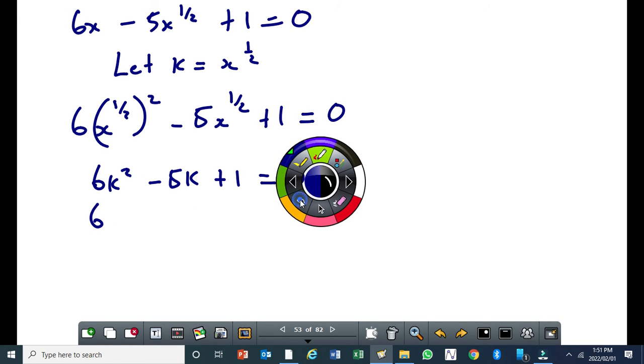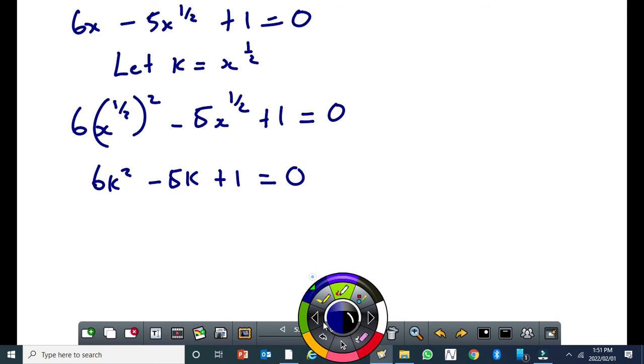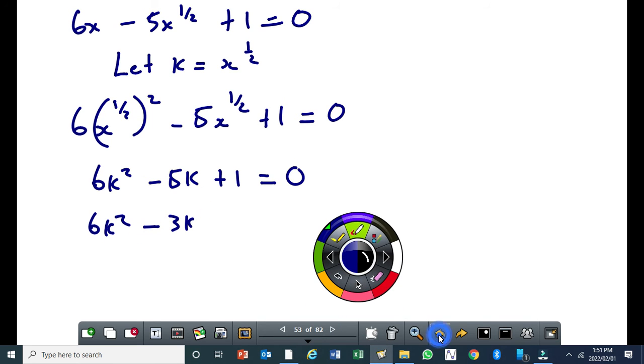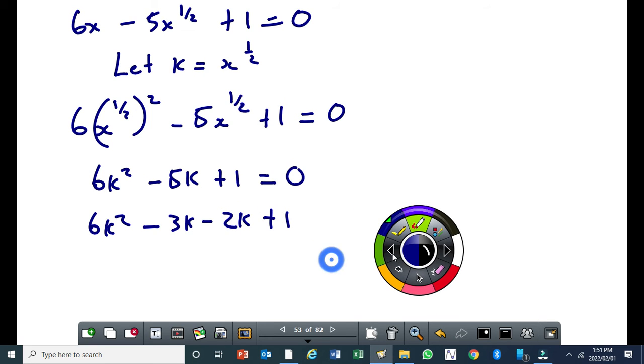I hope that you are in a good shape. So here, what that means is, instead of using 6k and k, it won't work. So let's split this and write it as 6k squared minus 3k minus 2k plus 1. Okay?